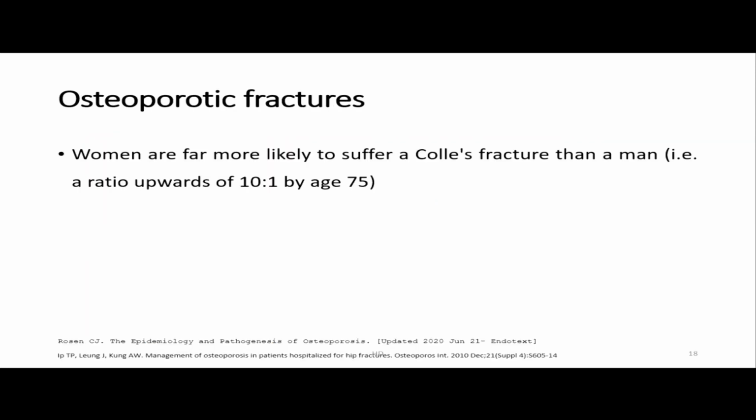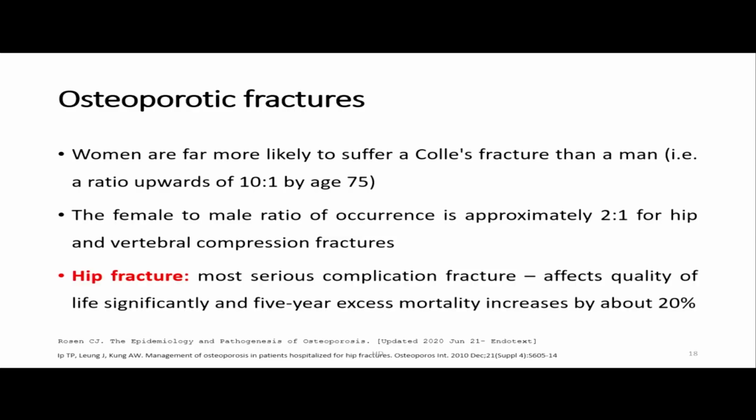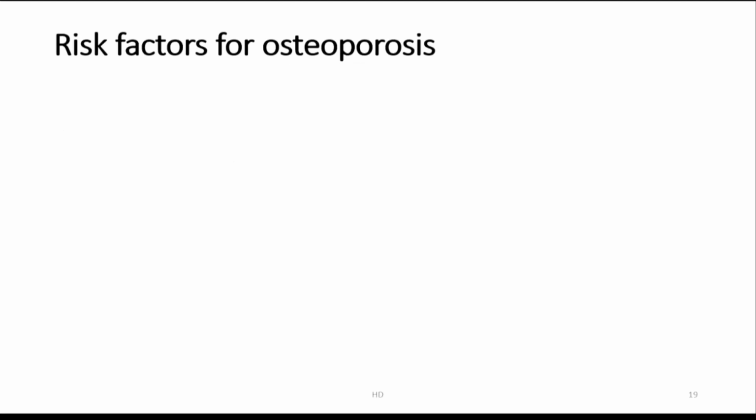And women are far more likely to suffer a Colles fracture than men, in the ratio of 10:1, whereas for hip fracture and vertebral compression fracture, this ratio is 2:1. And hip fracture is the most dreaded complication of osteoporosis because it not only affects quality of life, but it has also been shown to increase mortality.